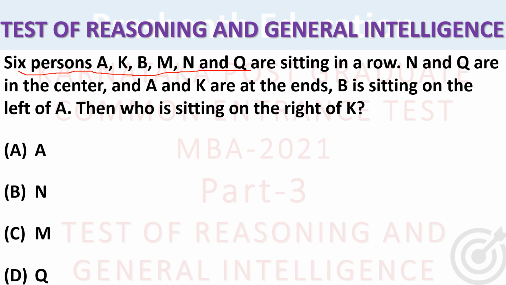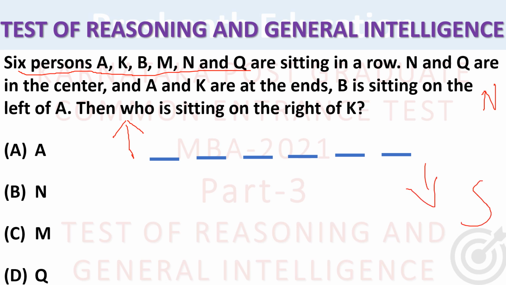Okay, let's first draw it. Six places we have drawn, 1, 2, 3, 4, 5, 6, and now we will assume the direction. You can assume the direction. I am assuming that everyone will be looking this side, the north side. Even if you want, you can assume the south side. For this example I am placing everybody facing north side.